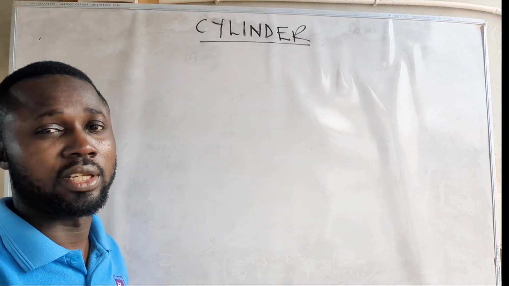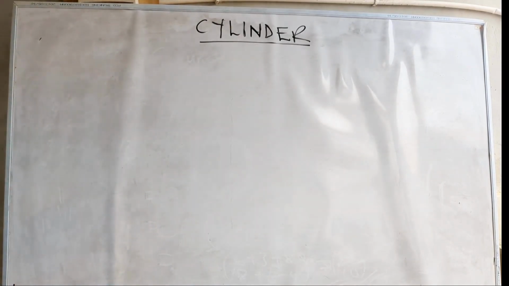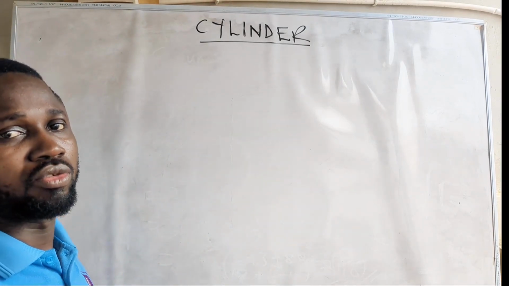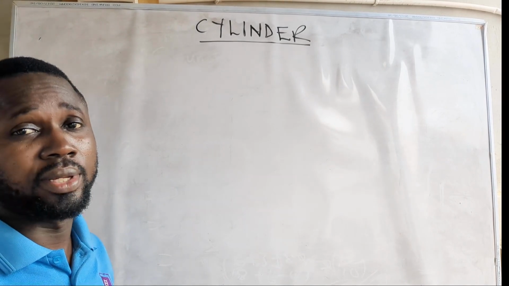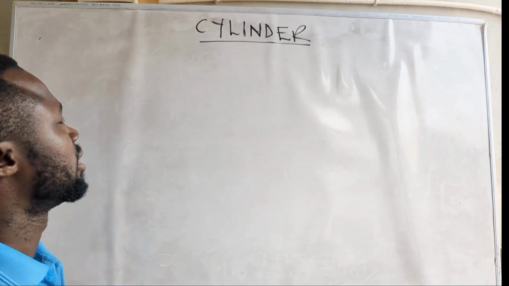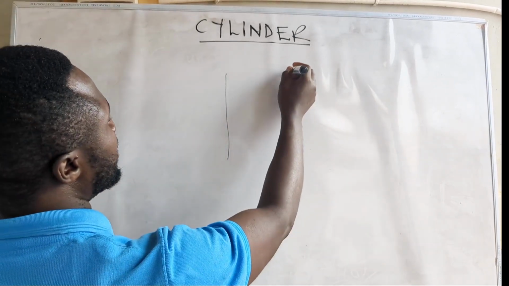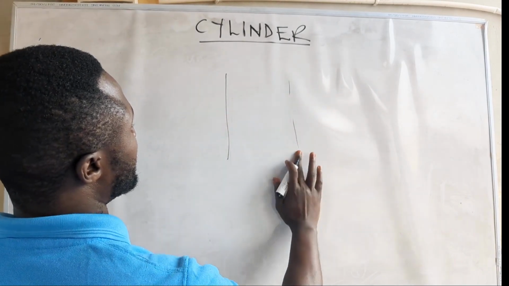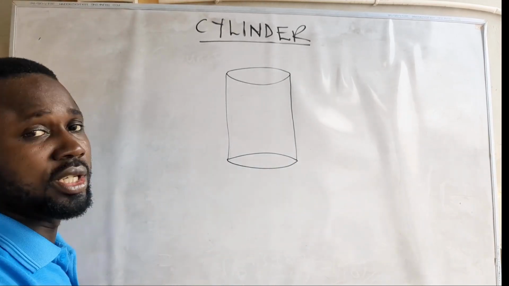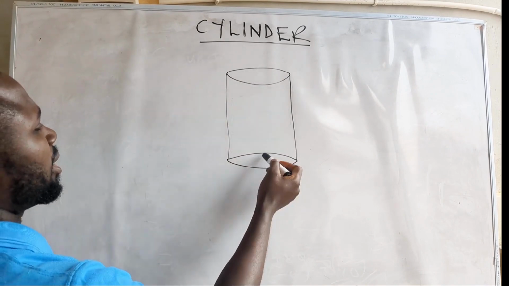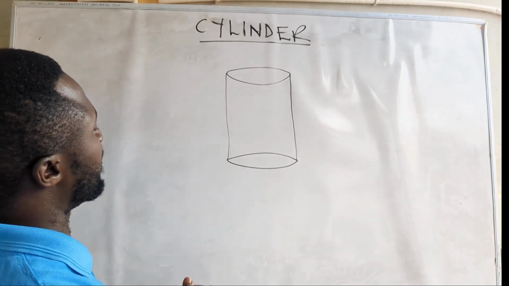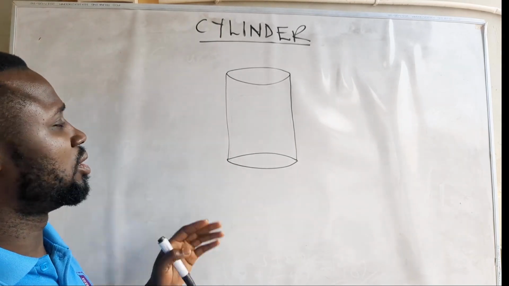The concept of a cylinder. First of all, a cylinder is a three-dimensional figure which has two circular parallel bases joined by a curved surface. So this is how a cylinder looks like. It has two parallel circular bases, and a curved surface is also there.